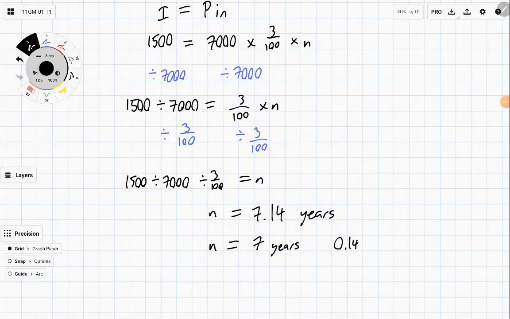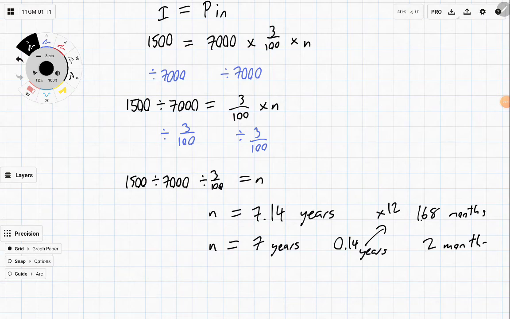So 0.14 times 12 is about 1.5 months. So this is in years. If I multiply it by 12, that's going to give me 1.68 months, which is approximately 2 months.